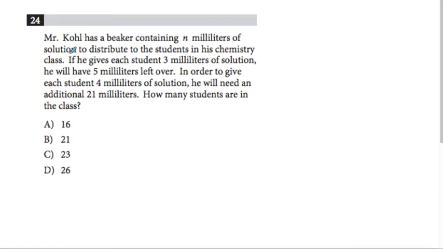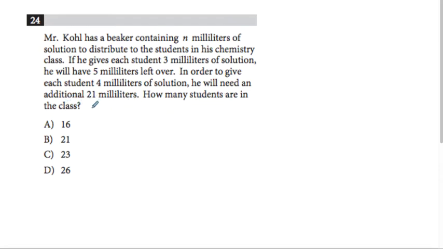So it says Mr. Cole has a beaker containing n milliliters of solution to distribute to the students in his chemistry class. If he gives each student 3 milliliters, he will have 5 milliliters left over. In order to give each student 4 milliliters of solution, he will need an additional 21 milliliters. How many students are in the class?